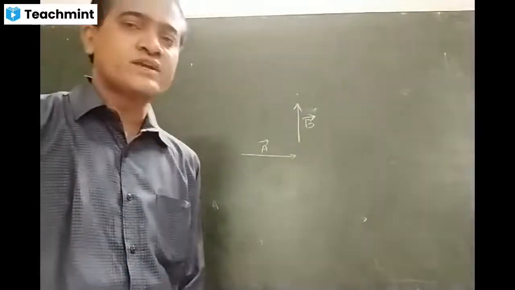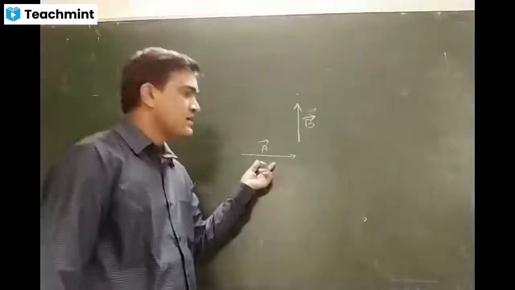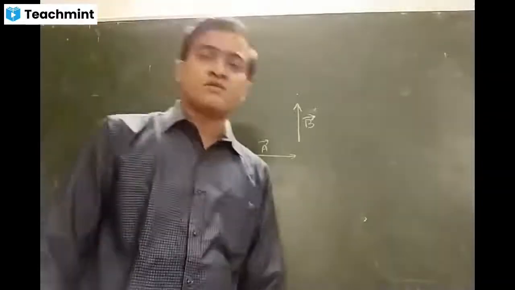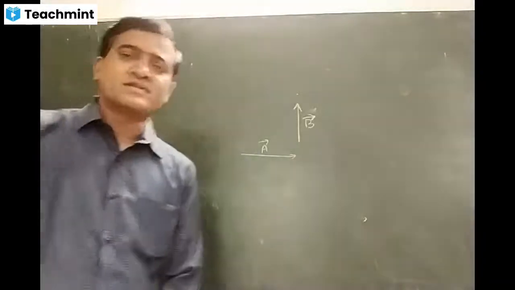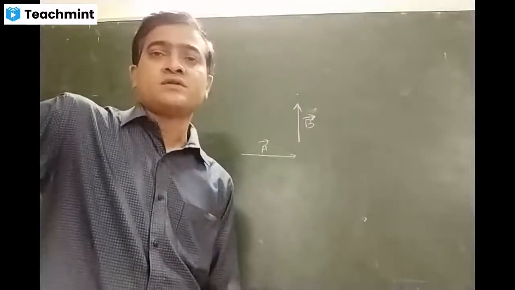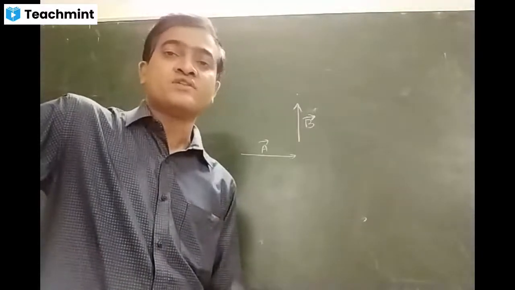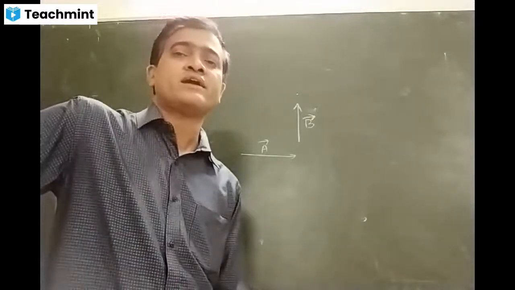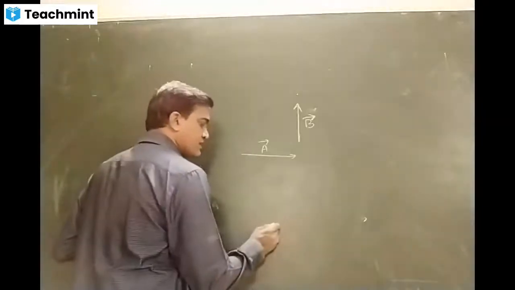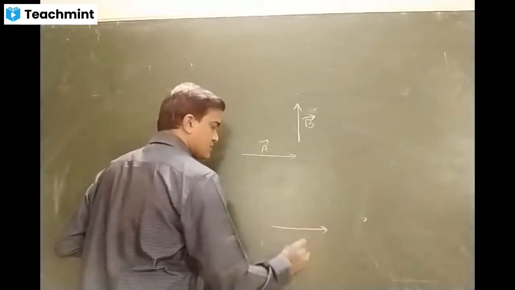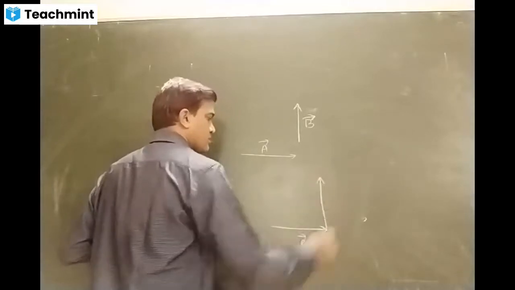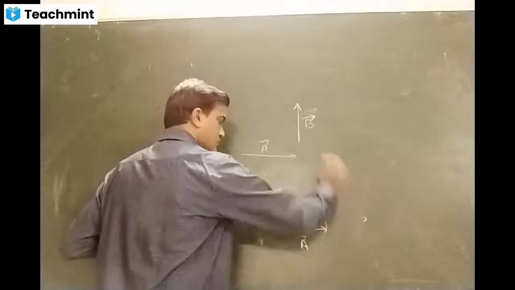What is first vector I have taken here? I have taken A bar as first vector, B bar as second vector. So how to add, what is the rule? When you add a second vector to first vector, you have to join tail of second vector with head of first vector. So how can I add now? So when I add these two, this is A bar, and this will be B bar.